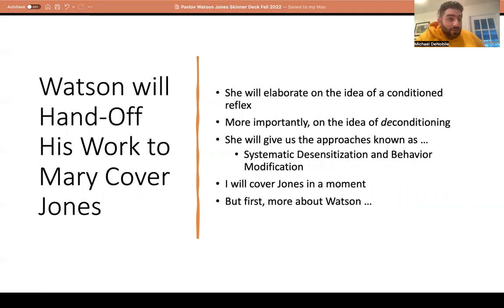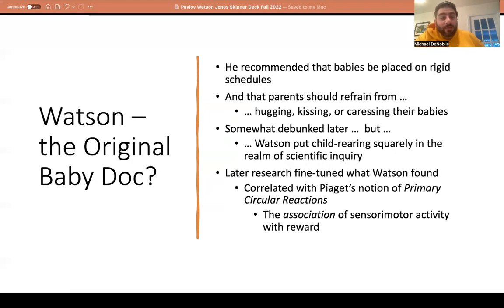Watson hands off his work to Mary Cover Jones. She'll elaborate on the idea of conditioned reflexes, more importantly, on the idea of deconditioning, because he was never able to. She will give us the approaches known as systematic desensitization and behavior modification. We'll cover Jones in a moment, but let's go back to Watson for a second.